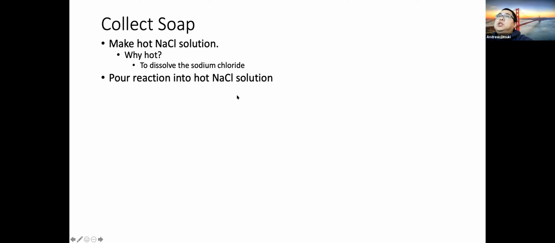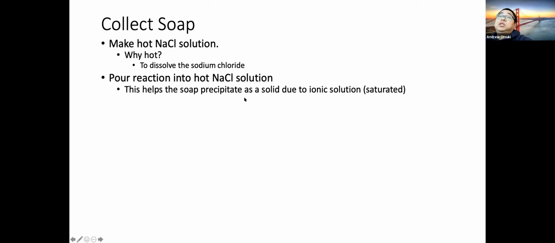So we're going to pour the reaction into the hot sodium chloride solution. And the reason we do that, it helps precipitate the soap as a solid due to the ionic solution. So that basically means that there's a high ionic strength. So there's a high concentration of ions in the solution.